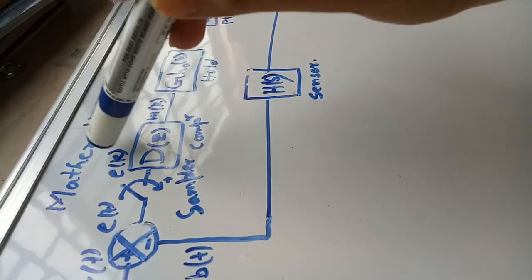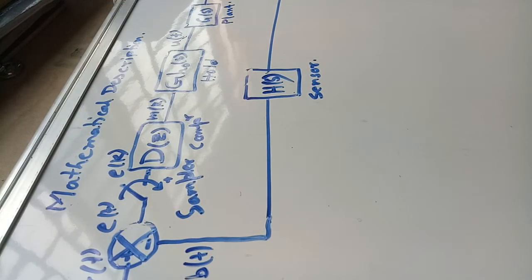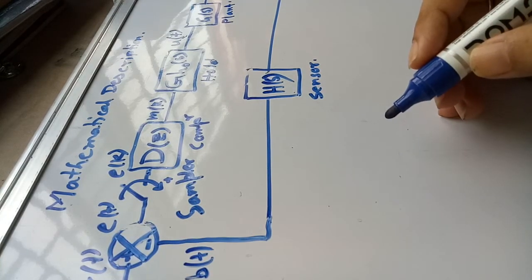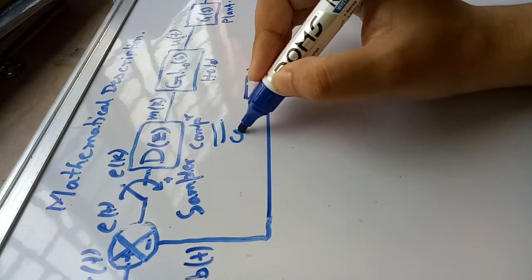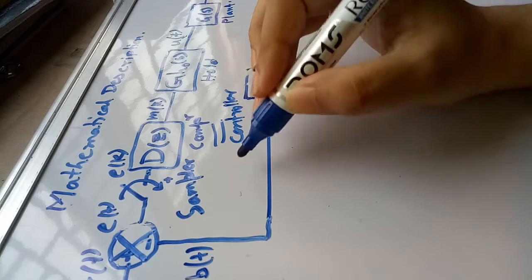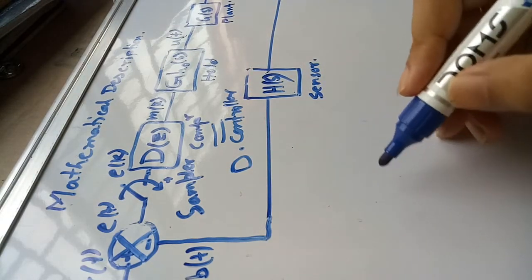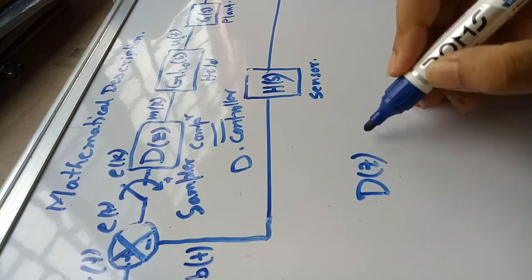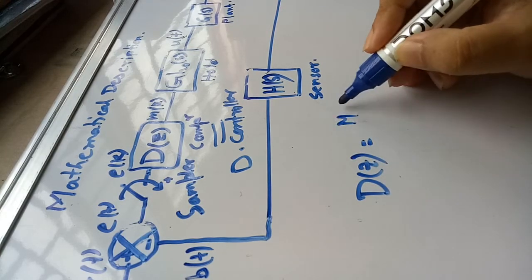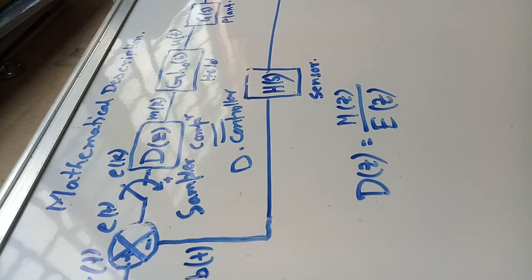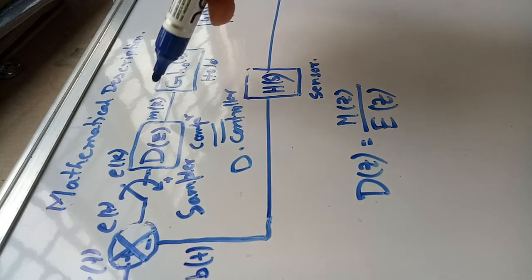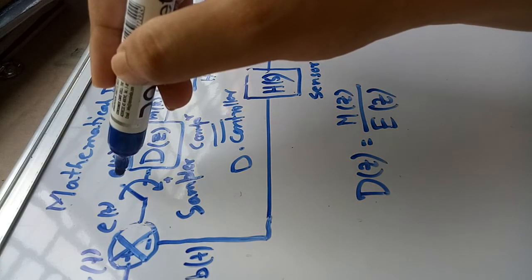Now we will see the mathematical representation or description of the digital control system block. Now let us define the digital computer, that is the digital controller, you can consider this. It is a controller, digital controller. Okay, what is this? D of Z equal to, we will consider that it is M of Z divided by E of Z. So this is M of Z, this is E of Z.